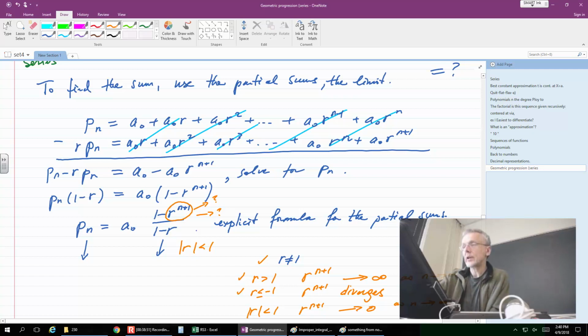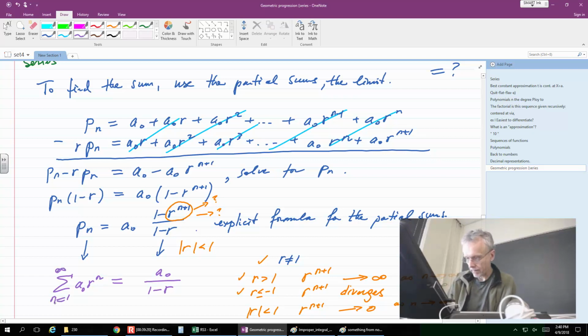And that works out perfectly for us, because now we have a formula. On the right I have, well, it's gone, I have simply A naught divided by 1 minus R, a really simple formula for the sum of our series. So this is the sum of A naught R to the n, n from 1 to infinity. And it gives us a very simple formula under this restriction.